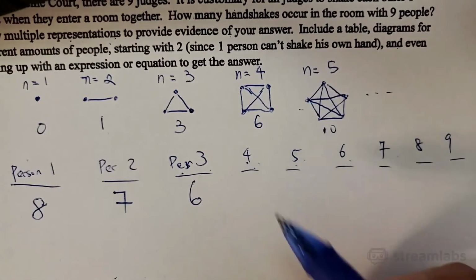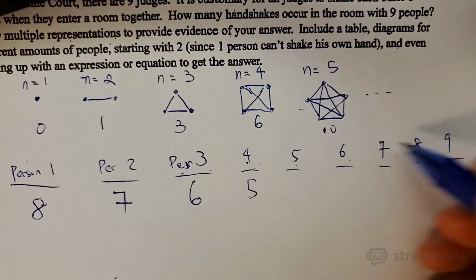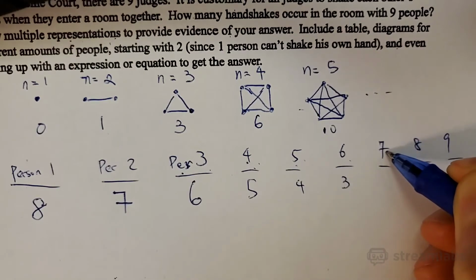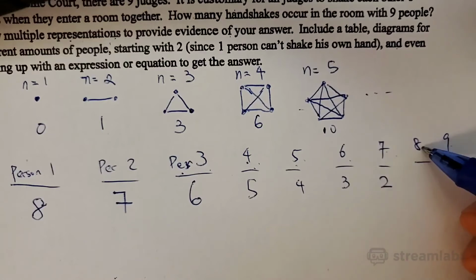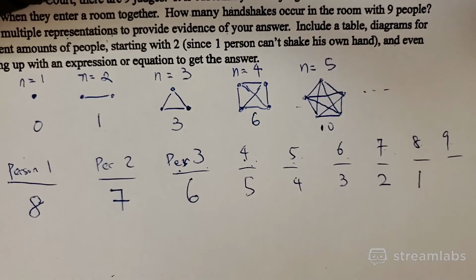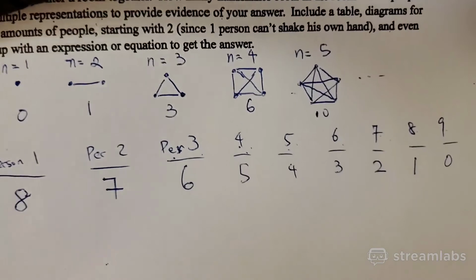Then number 4, 5, then 4, 3. Person number 7 gets 8 and 9 only. 8 gets only 9, so 1. And then when you're the last person, you're like, oh, it's my turn to initiate. Oh, wait. Everyone already initiated, so I got nothing.